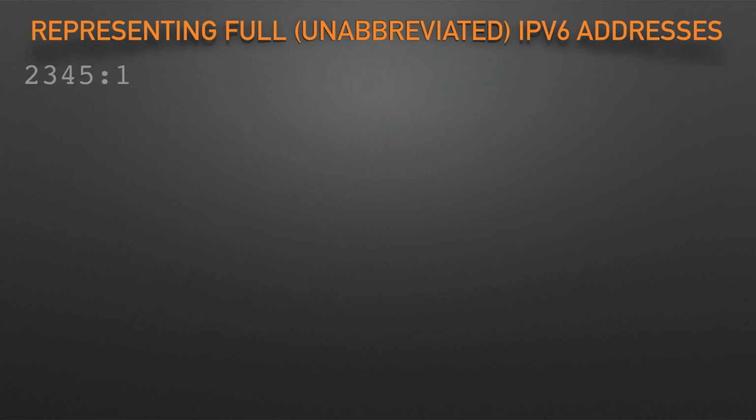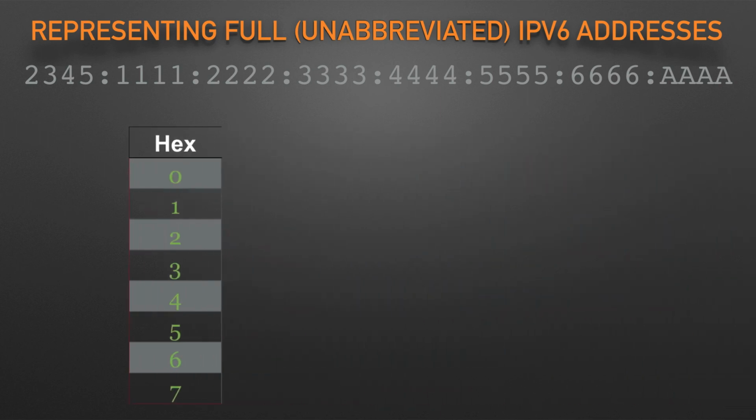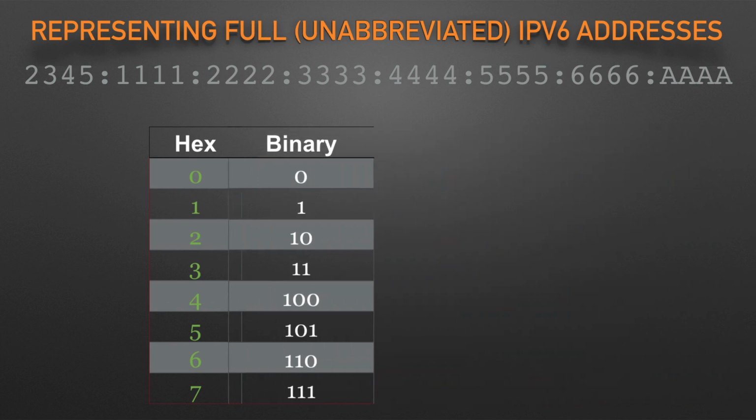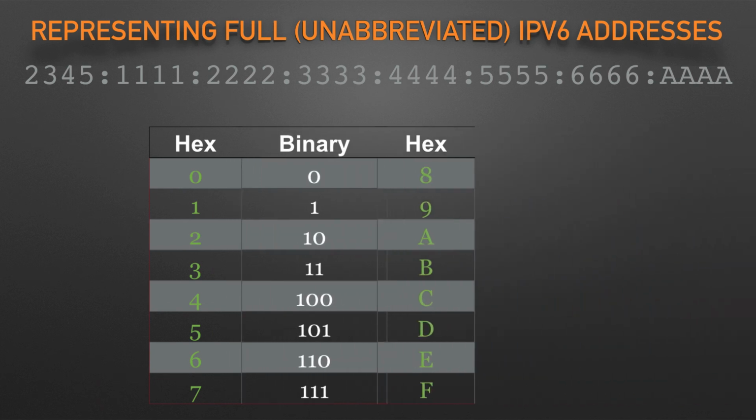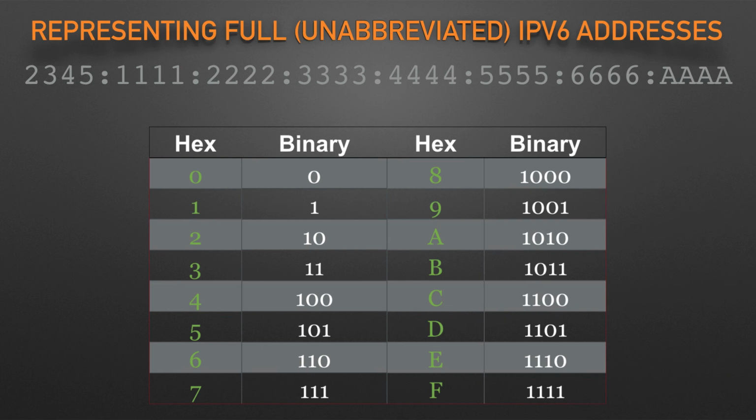Representing full and abbreviated IPv6 addresses. IPv6 uses a convenient hexadecimal (hex) format for addresses, with each set of 4 digits separated by a colon. IPv6 addresses also have a binary format as well. Converting from hex to binary is relatively easy. Just change each hex digit to the equivalent 4-bit value.